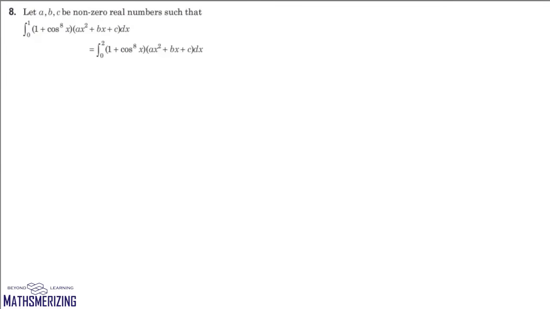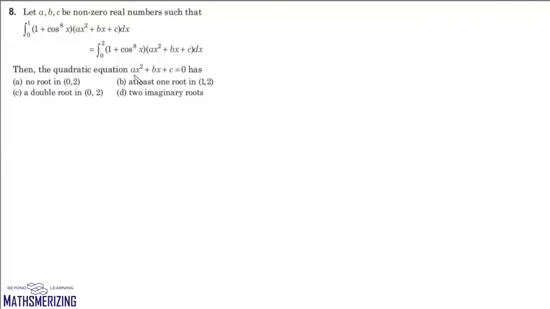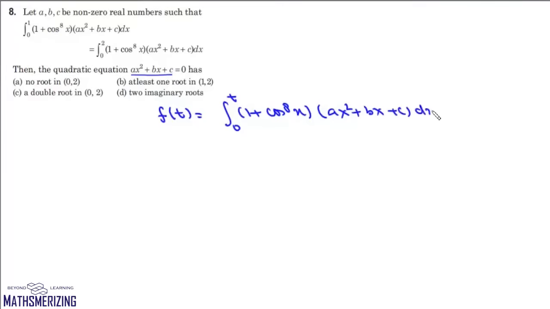Now here the question is, let a, b, c be non-zero real numbers such that this integral from 0 to 1 is equal to this integral from 0 to 2, and we have the same function. Then we need to find location of roots of ax square plus bx plus c. Now this ax square plus bx plus c is within this integral. Now what we'll do is, we'll assume a function f, say f(t), which is given by this integral from 0 to t, (1 plus cos x to the power 8) into (ax square plus bx plus c) dx.